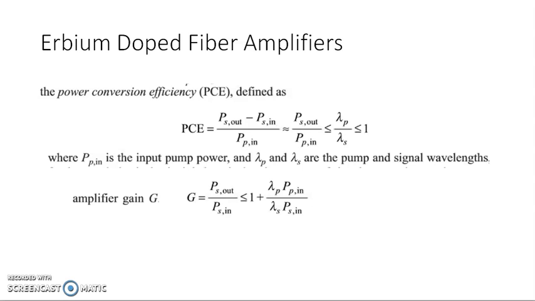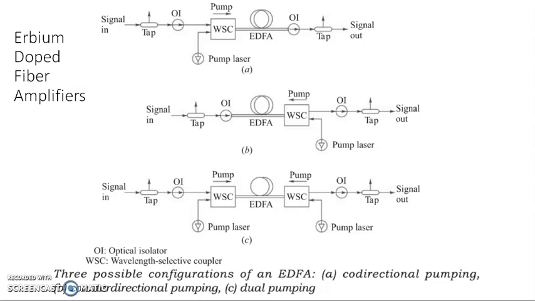So there are various structures of the erbium-doped amplifier, and it has various configurations. So how can we use the erbium-doped fiber amplifier? In which there are three configurations: a co-directional pumping, then a counter-directional pumping, then a dual pumping. These are the three types of configuration used in an optical amplifier.